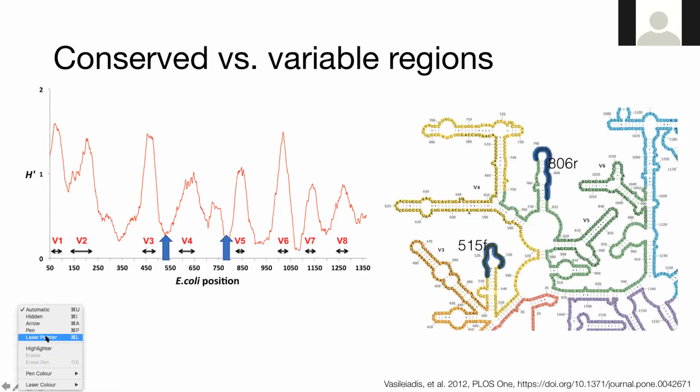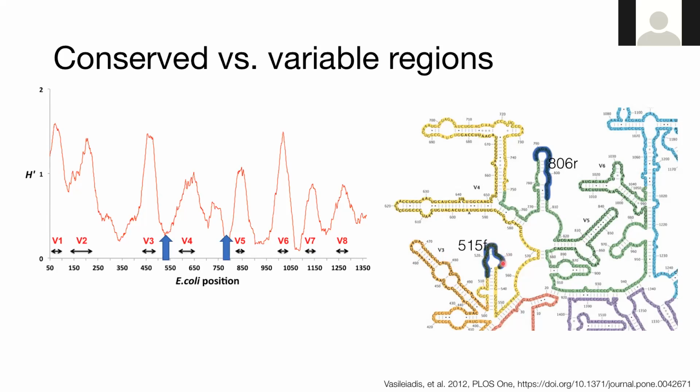And I'm going to see if I can grab my laser pointer here. So what we're looking at in this region, you can see it starts at 400, comes around to 420, 30, 40, 50, 460, 470. We're in V3 region. And as we come into this yellow, we're heading into V4 region.